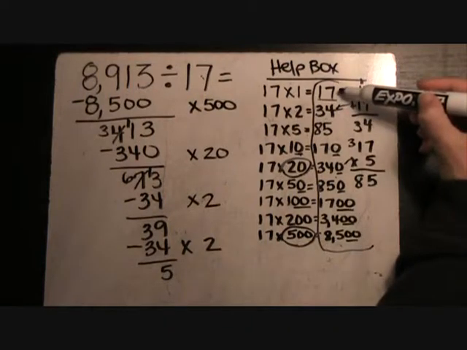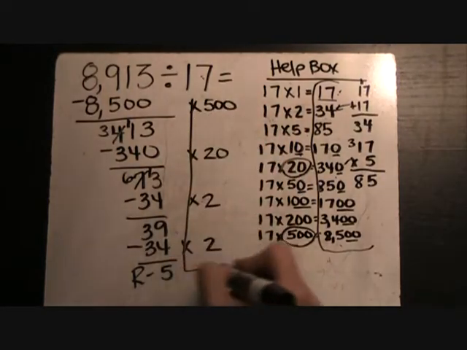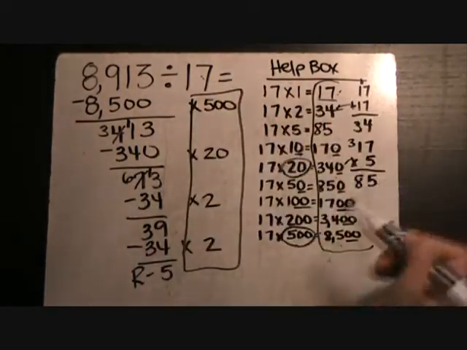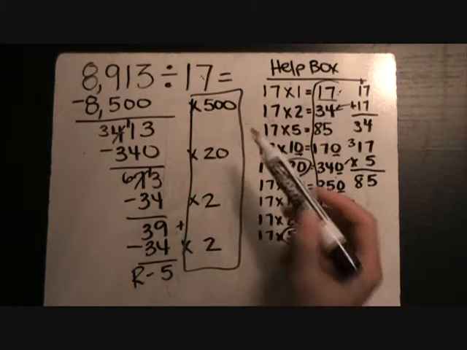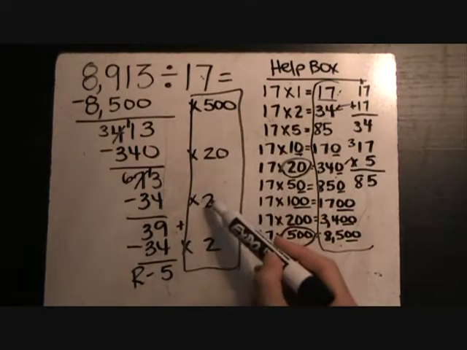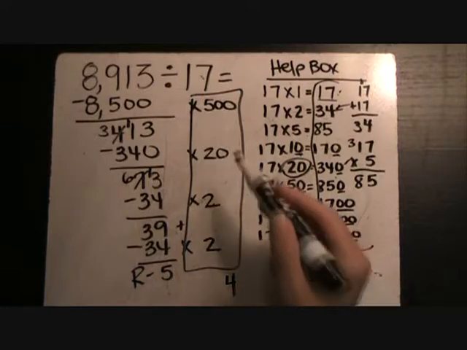Nothing times 17 would give me 5. So I'm going to stop there. That would be my remainder. And to find the answer now, you're going to take the numbers that were multiplied by 17 to get all of the numbers that you subtracted, and you're going to add them. So 0, 0, 2, and 2, I add those and I get 4.